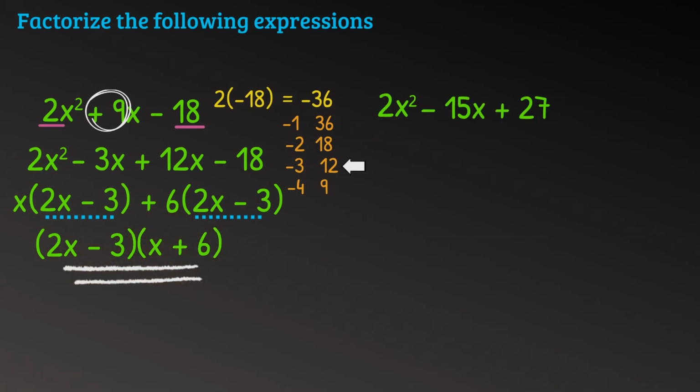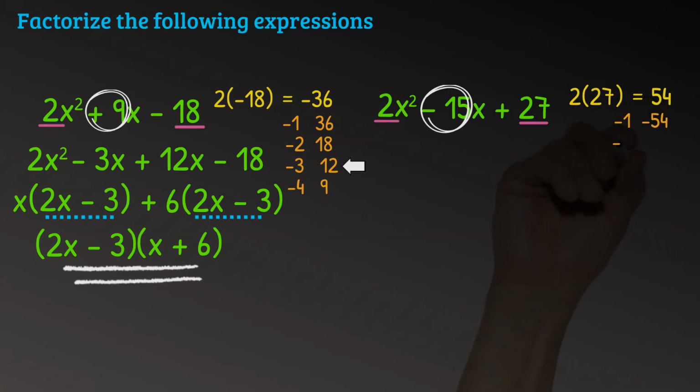And in this expression, we have a leading coefficient of 2 and a constant of 27. So we start by multiplying 2 by 27, which gives us 54. Then we need to find two negative numbers that multiply together to give us a positive 54 because they also need to add up to give us minus 15. So the two negative numbers we could use would be minus 1 and minus 54, minus 2 and minus 27, minus 3 and minus 18, or minus 6 and minus 9. And I'm going to stop there because minus 6 and minus 9 add up to give us minus 15. So these are the numbers we're going to use.